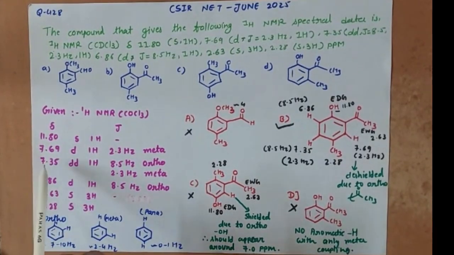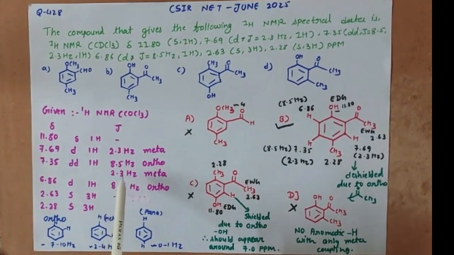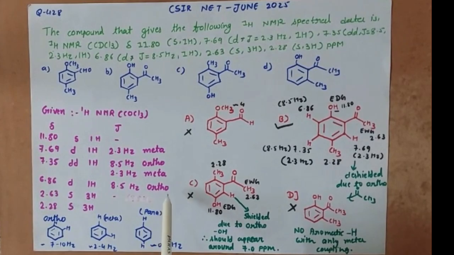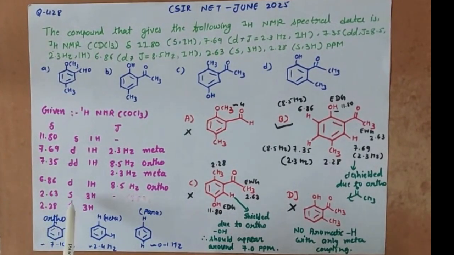Next, 7.35 doublet of doublet, 1H, 8.5 and 2.3 Hz, that is ortho and meta coupling respectively. Next is 6.86, doublet, 1H, 8.5 Hz, and this is for ortho coupling. And last is 2.63 singlet, for 3 hydrogens, so a methyl may be present.